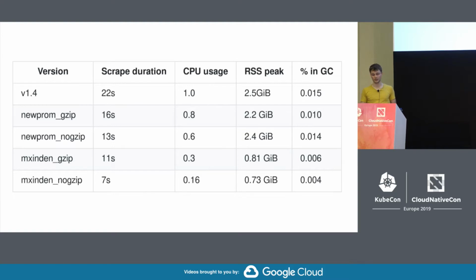CPU usage is one that is just normalized compared to the others. We have 2.5 gigabytes in memory as a peak, and then the percentage that we spent in garbage collection. All of this was tested on a production cluster, actually by Björn at SoundCloud, which we are super thankful for, to have some production workload on this.